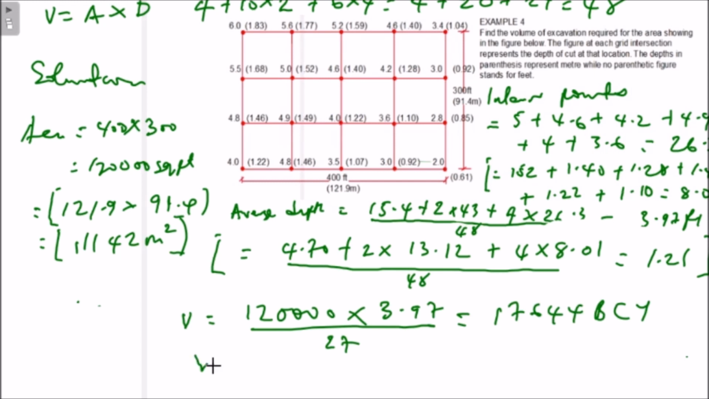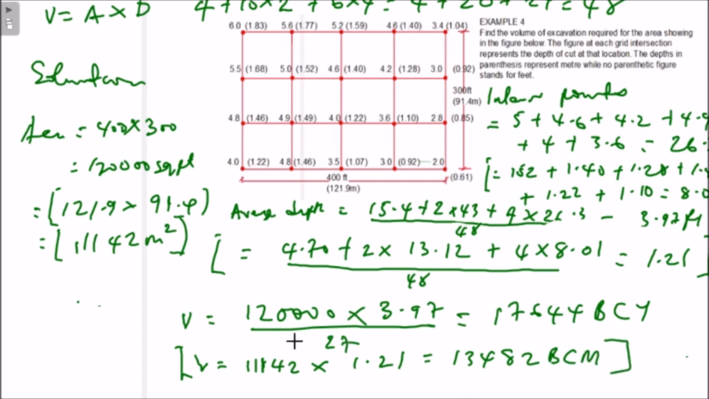So to get the volume also in meters, we'll do that in meters. This will be equal to, our volume is 11142. We're going to have 11142 multiplied by our average depth, 1.21. We're not going to divide by 27 because we are getting it in bank per cubic meter. So this will be equal to 13482 bank per cubic meter. So that is what we have. So this is our volume in bank per cubic yard and volume in bank per cubic meters.